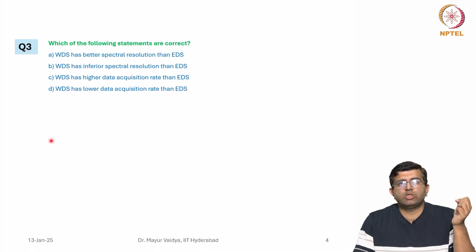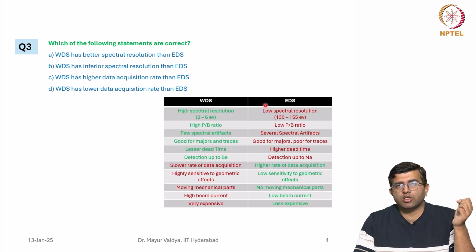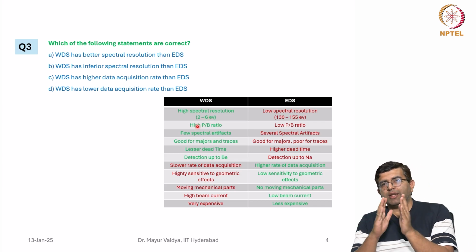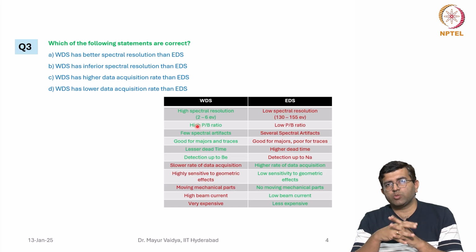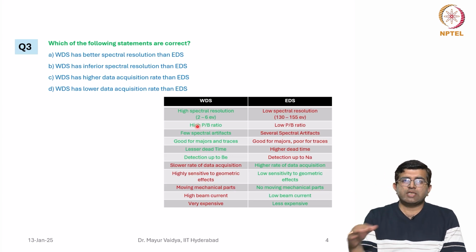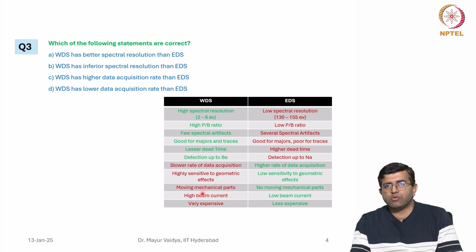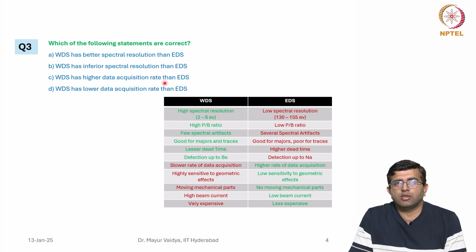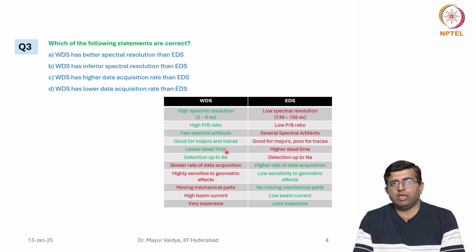Question number 3, which of the following statements are correct? This is about the spectral resolution and data acquisition rate in WDS and EDS. In the video we talked about these comparative advantages and disadvantages. You can see that WDS has a high spectral resolution, the energy resolution being 2 to 6 electron volt. That is why in some of the cases the elements can be distinguished very nicely. The other side of it is that the data acquisition rates are much slower in WDS than in EDS.